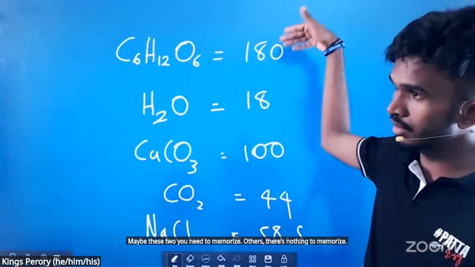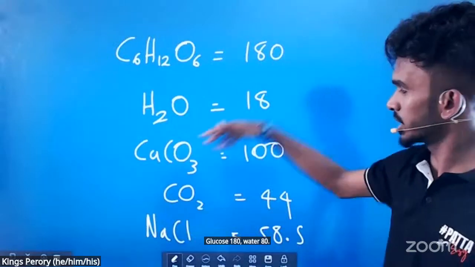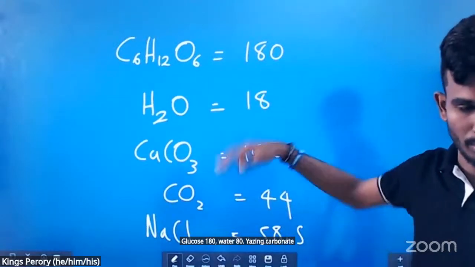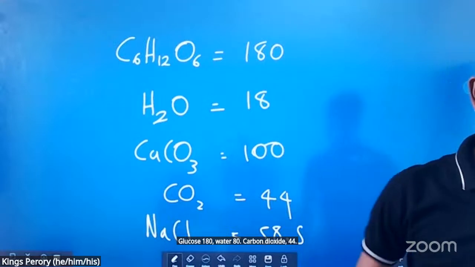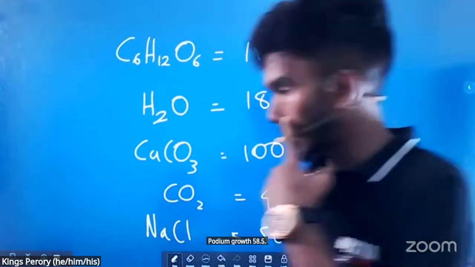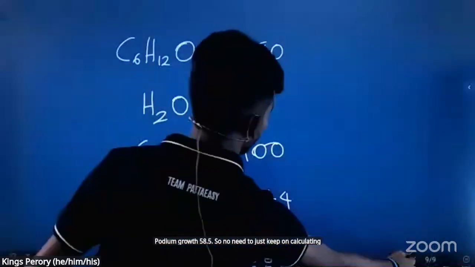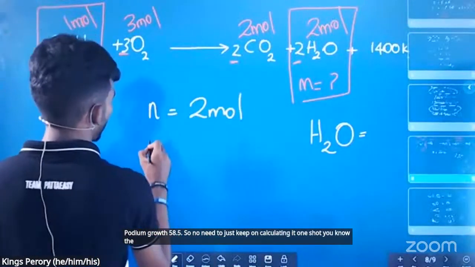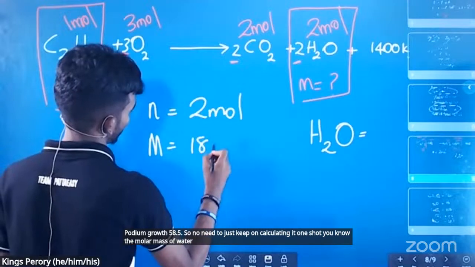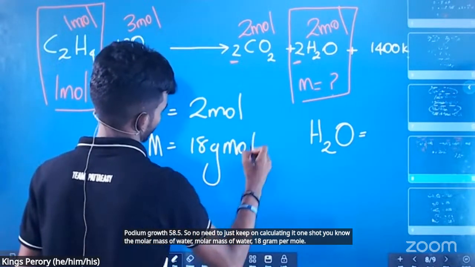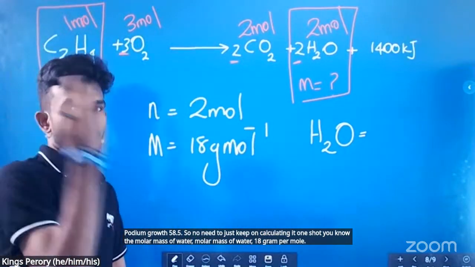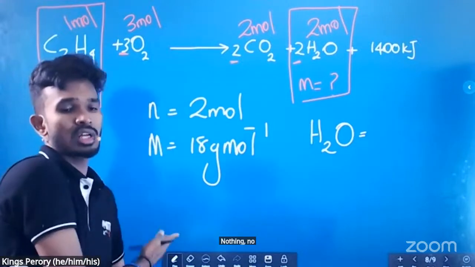Glucose 180. Water 18. Calcium carbonate 100. Carbon dioxide 44. Sodium chloride 58.5. So no need to keep on calculating it. In one shot, you know the molar mass of water: 18 gram per mole. Now the number of moles is there, molar mass is there. Can't you find the mass?